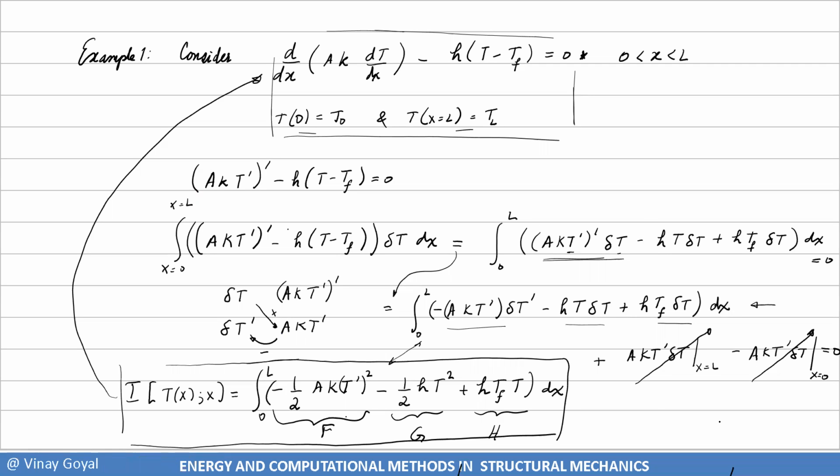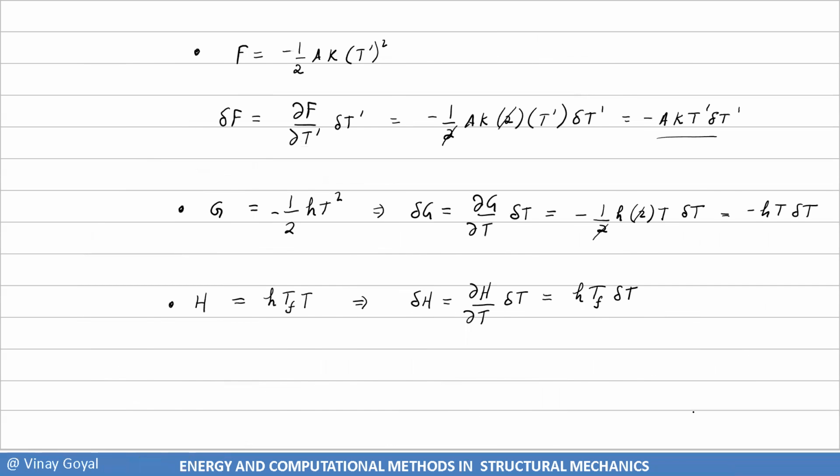It turns out that if a functional exists and the system is self-adjoint, then the functional is a minimum at stationarity. You can guarantee that.